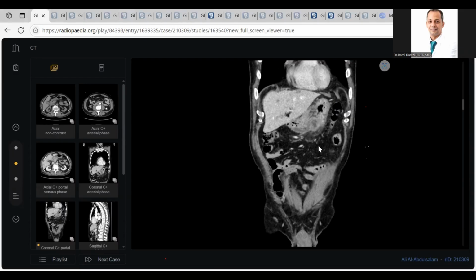Okay, my colleagues. So this is a gastric malignancy with liver metastasis. Thank you so much. You did very well.